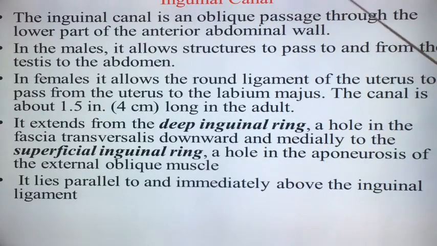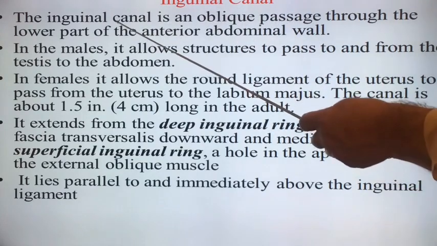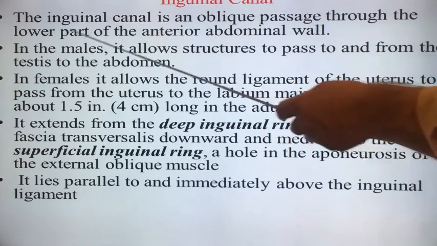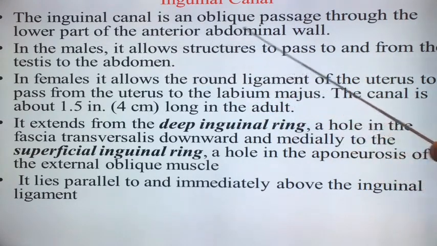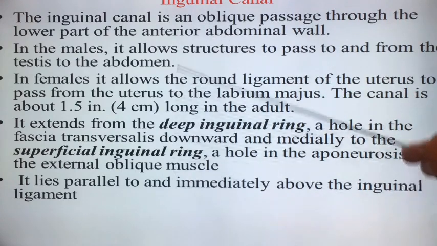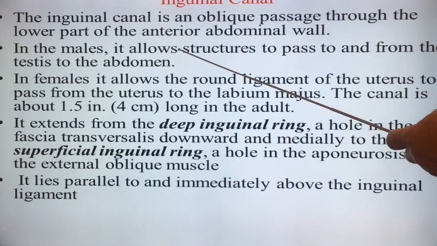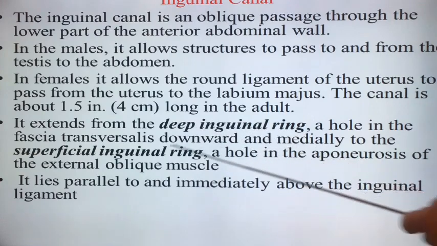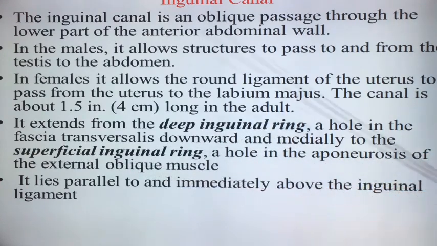Now, I want to discuss the inguinal canal. The inguinal canal is an oblique passage through the lower part of the anterior abdominal wall. In male, it allows the spermatic cord. In female, the round ligament. It starts from the deep inguinal ring to the superficial inguinal ring.